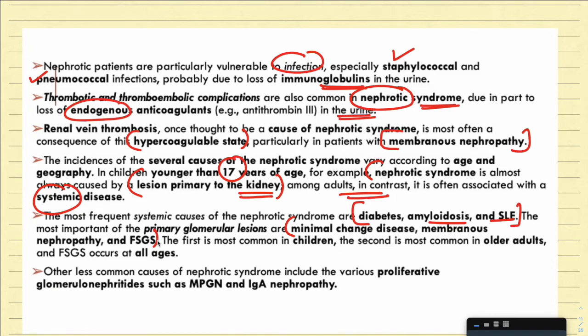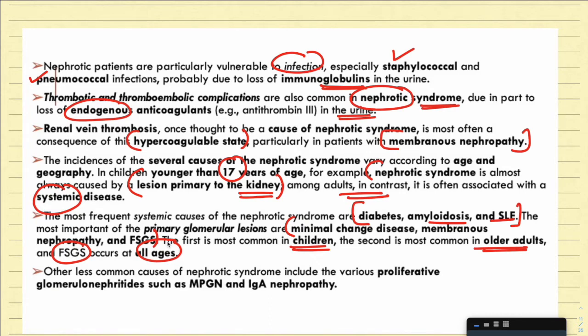The first, minimal change disease, is very common in children. These are primary glomerular nephropathy conditions wherein only the kidney will be involved, and among them MCD is a primary glomerular lesion, just a primary kidney disease, most common in children. Whereas membranous nephropathy is a primary nephrotic condition which is most common in older adults. Whereas focal segmental glomerulosclerosis can occur at all ages. These points are very important.